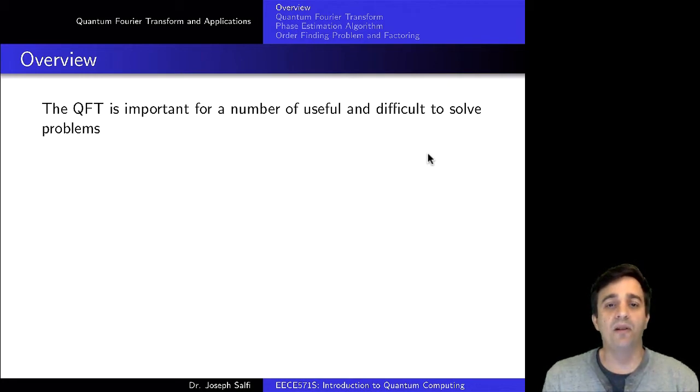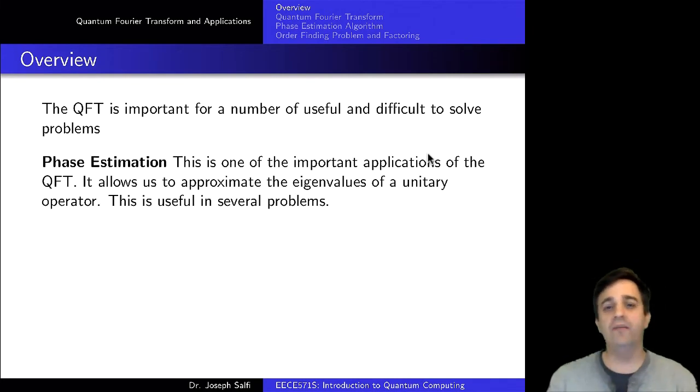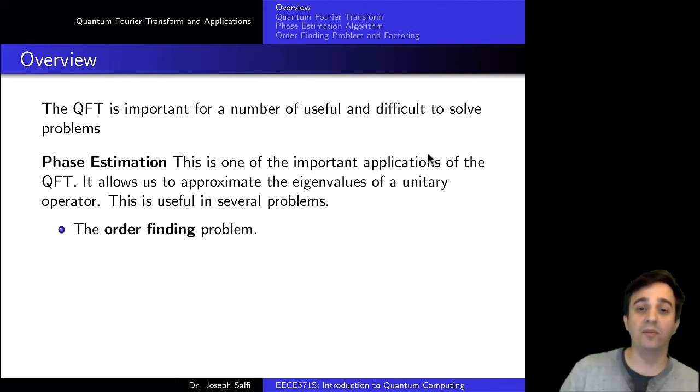So to be a bit more concrete, the quantum Fourier transform is important for a number of useful and difficult to solve problems. One of them is called phase estimation. This is an important application of the quantum Fourier transform. It basically allows us to approximate the eigenvalues of a unitary operator, and this can be solved faster than on a classical computer.